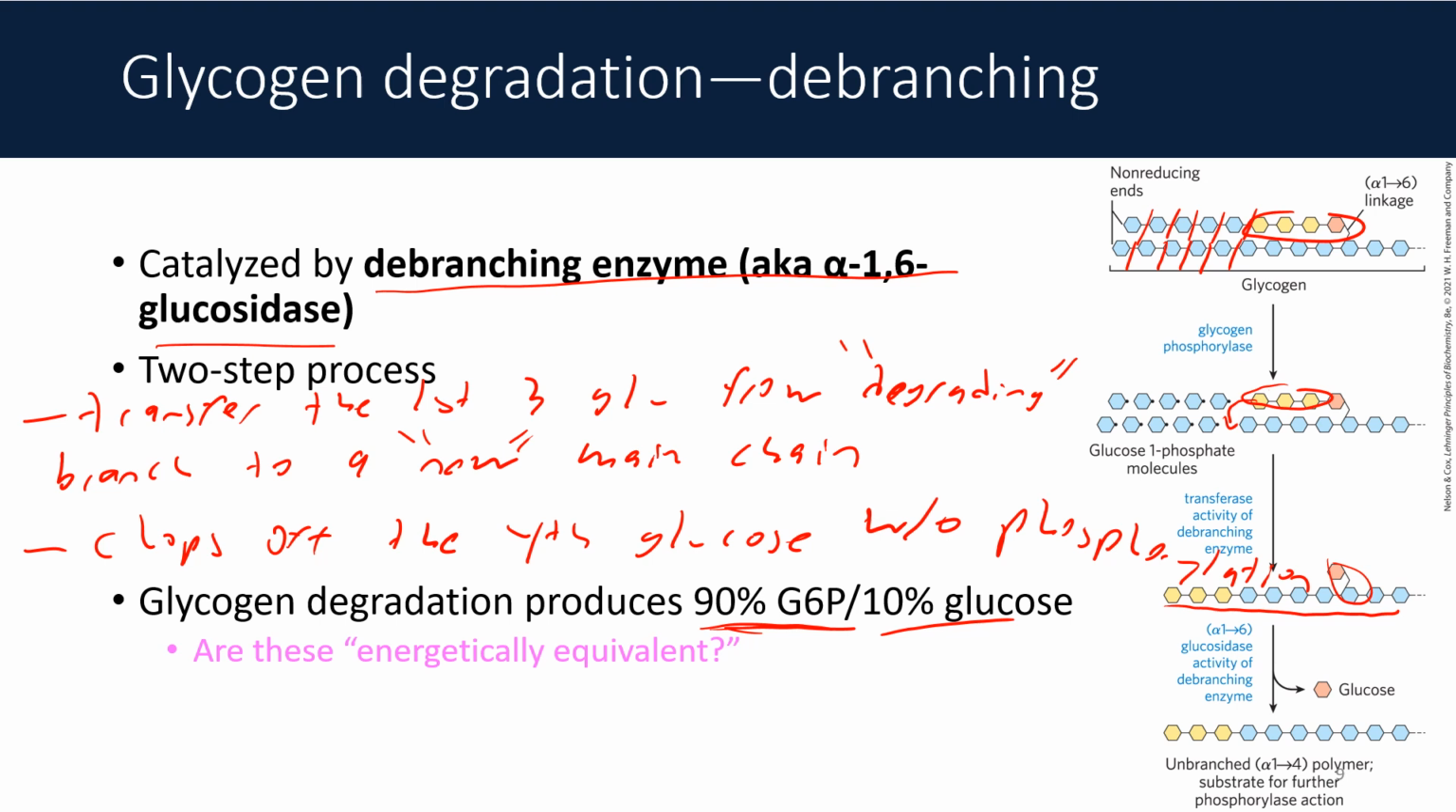Now, in your opinion, do these glucoses have the same market value? Are they energetically equivalent? And the answer is going to be no. We are going to talk about glycolysis in a couple of lectures, and the first step is going to be phosphorylate the glucose, activate it, get it ready for more reactions. So we need to invest ATP into these 10% leftovers of glucoses to get them to the same level as G6P.